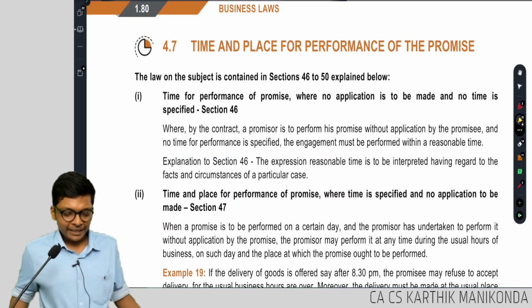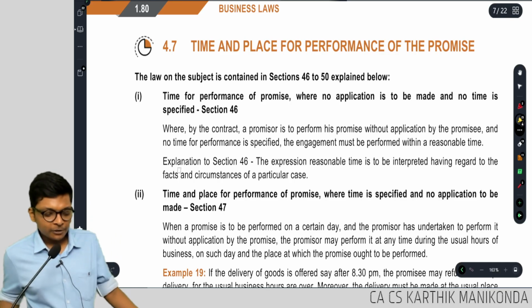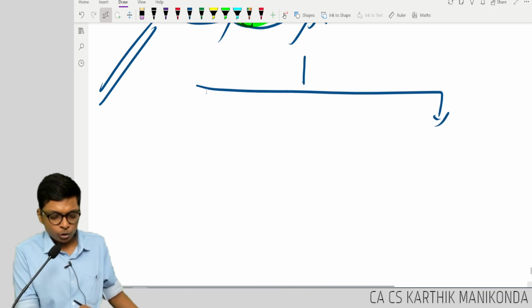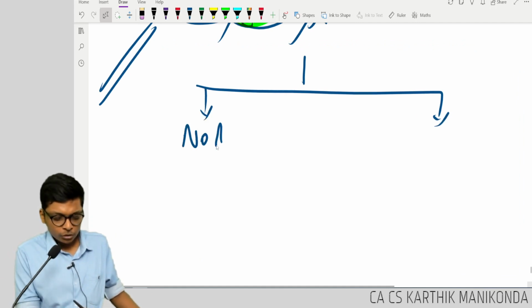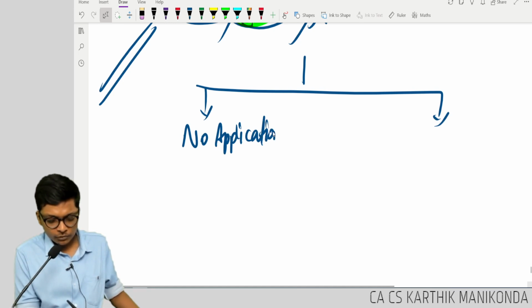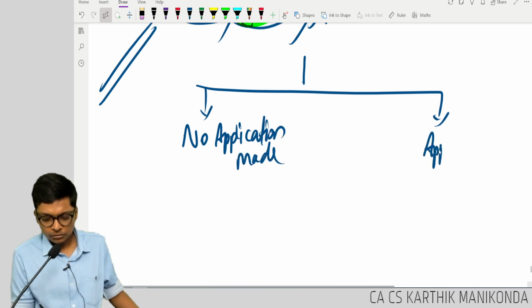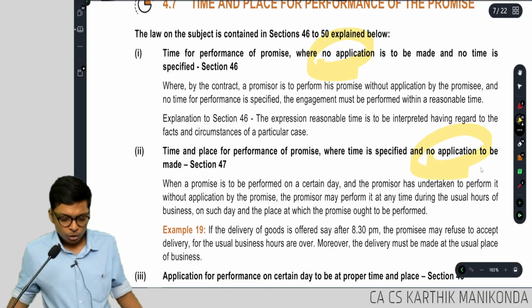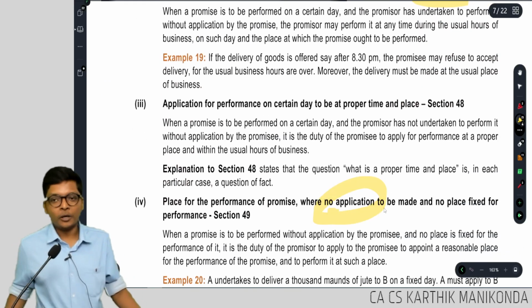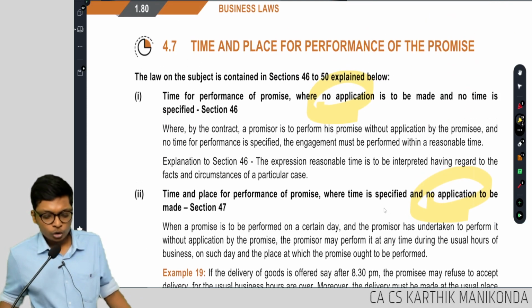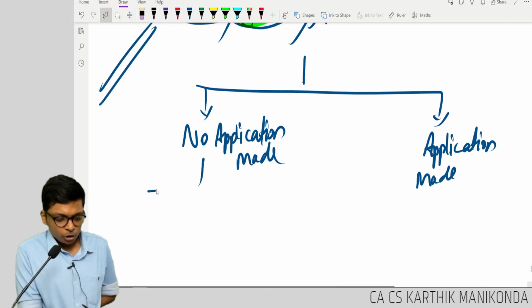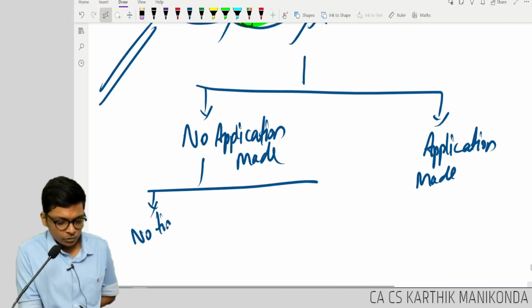One, guys, come back to time and place of performance of a contract. Simple. Here, if you summarize this, I will summarize this into 2 buckets: no application made, and application made. Look at the points. First one, no application. Second, no application. And fourth one, no application. So 3 points come under no application. No application is made and no time is specified. So under no application, no time.